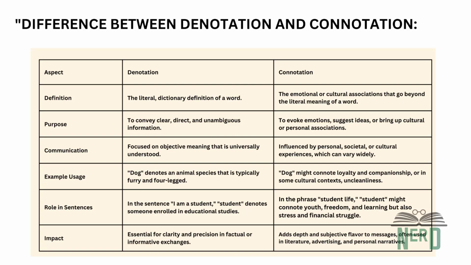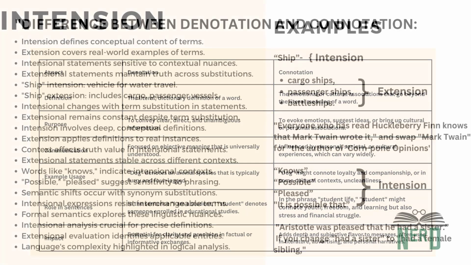Impact. Denotation: it's crucial for ensuring clarity and accuracy, especially in factual or informative contexts, where misunderstanding could lead to errors. Connotation: it enriches language, adding layers of meaning that make communication more vivid and nuanced. This is especially valuable in creative writing, advertising, and personal storytelling, where the emotional or cultural resonance of words can greatly influence how messages are perceived and received.